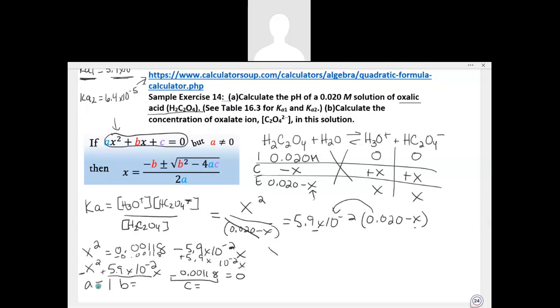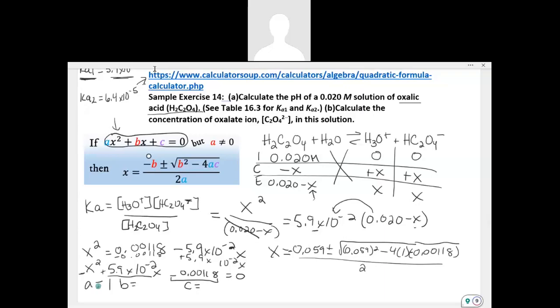So let's see if we were to solve this by hand. We would have our B value. I'm going to write this in a slightly different form. It's going to be negative B, plus or minus the square root, again, of my B squared, so 0.059 squared, minus 4 times A times my C. That's a negative, right? 0.00118. So we have our denominator as well, so that's over 2 times 1. So we'll just divide by 2.